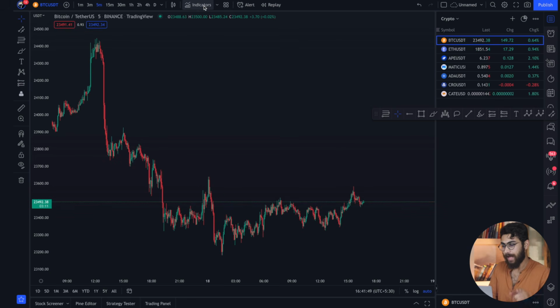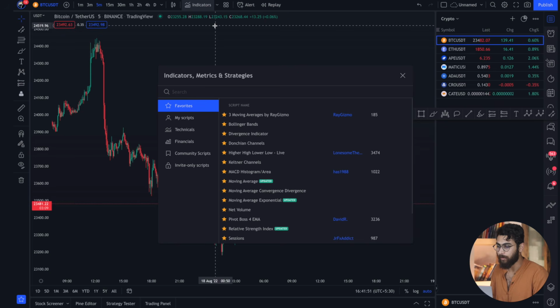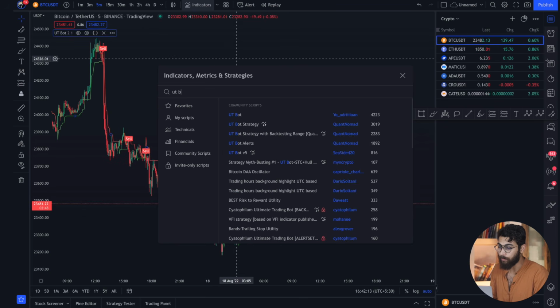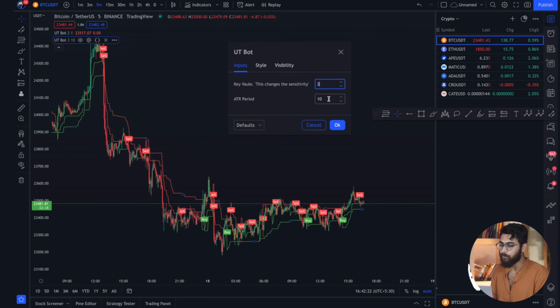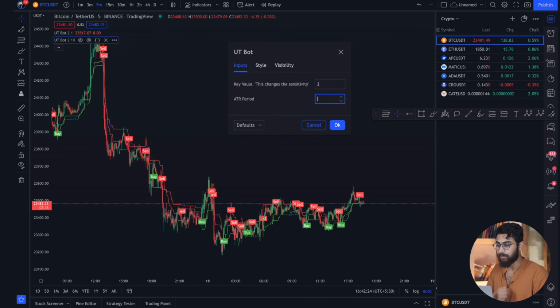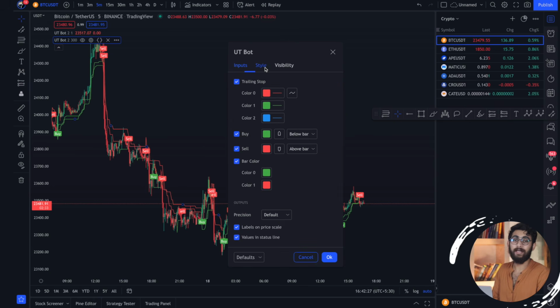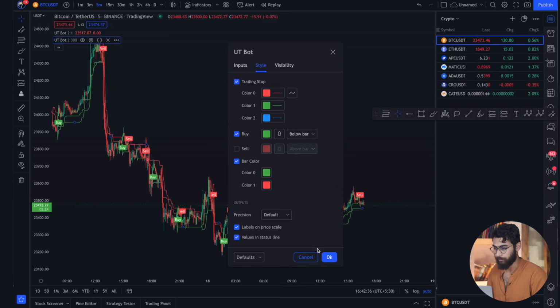Now again, add the same indicator, that is go to indicators option. Now search for UT bot and add this indicator. Now in the settings, keep the key value to 2 and ATR period to 300. Now go to the style section and uncheck the sell option. Now let's go to the chart and see how magically this strategy works.